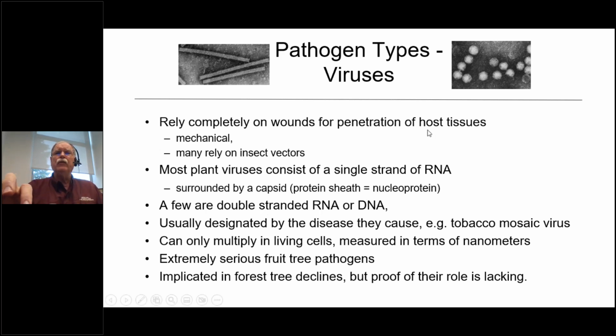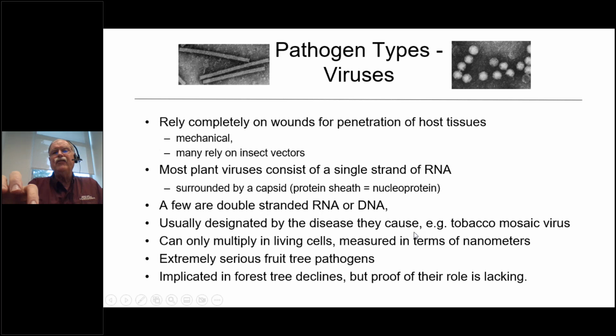Viruses rely completely on wounds for penetration. Usually these are mechanical wounds, but they may also have insect vectors just like the phytoplasmas. Most plant viruses consist of a single strand of RNA, not DNA, like COVID and a lot of the human viruses. Plant viruses are mostly RNA. There are a few DNA viruses, and I've recently had to work with one in the vineyards. They're very much easier to work with than the RNA viruses.